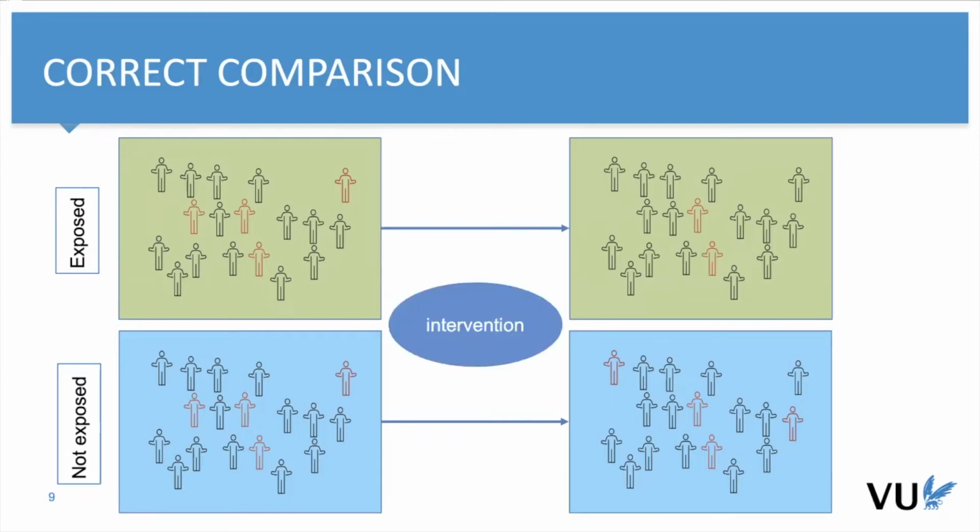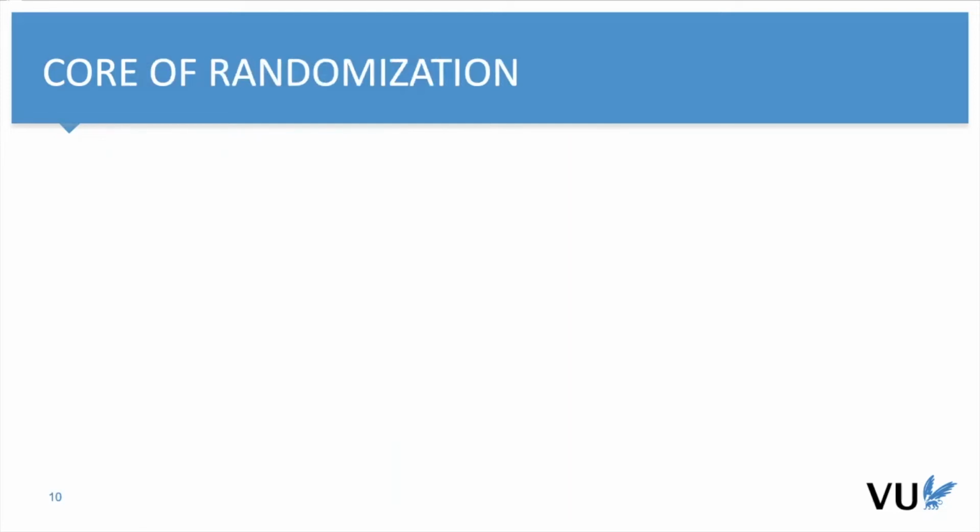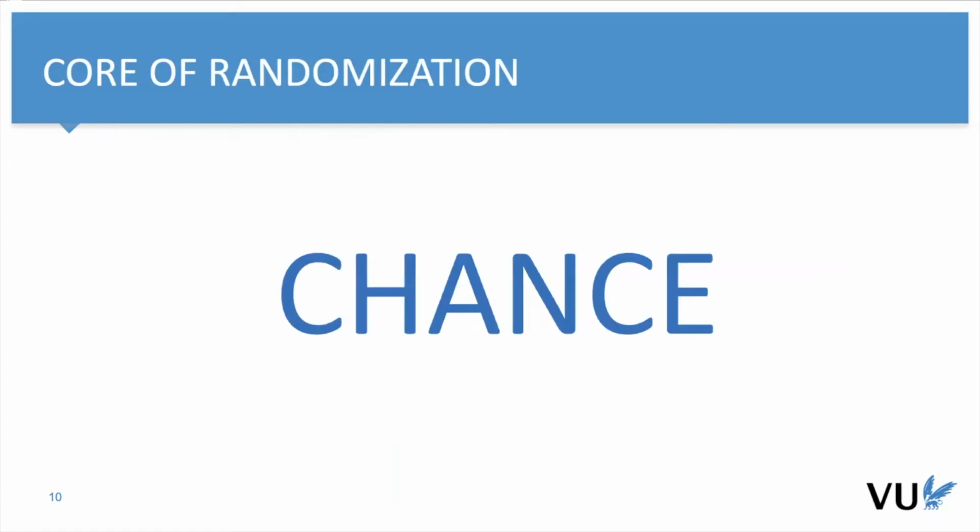And the only difference between these groups is the intervention. And why is that? Because we made sure that the division between exposed and non-exposed is completely due to chance. So the only thing that differs between the two groups is the intervention. So the core of randomization is chance, making sure that the division in exposed and non-exposed is completely random.